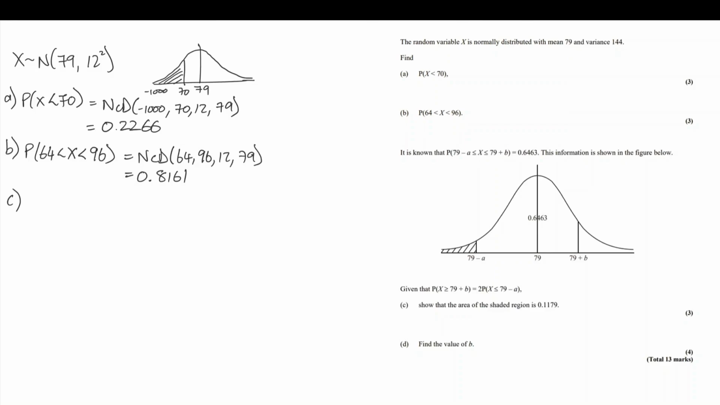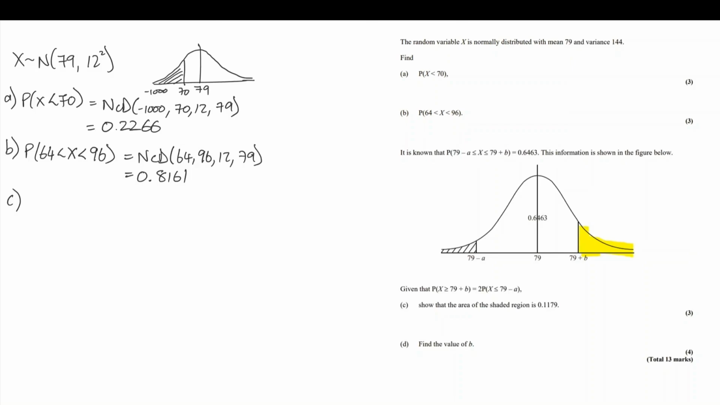Part C gives us a diagram to work with, and we're told that it's known that the probability of being in between 79 minus A and 79 plus B is 0.6463. And that information is shown in the diagram below. We're also given the fact that the probability that x is greater than 79 plus B, so that's the section off towards the right hand side, equals twice the probability that x is less than or equal to 79 minus A. So it's twice as big as the shaded region. So this highlighted area is twice the size of the shaded area.